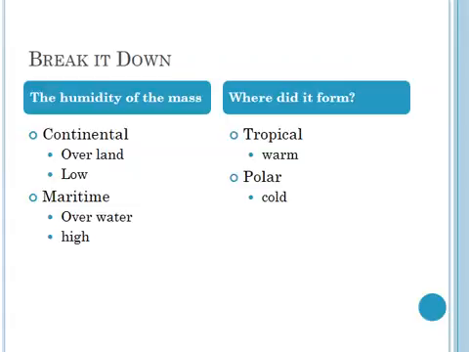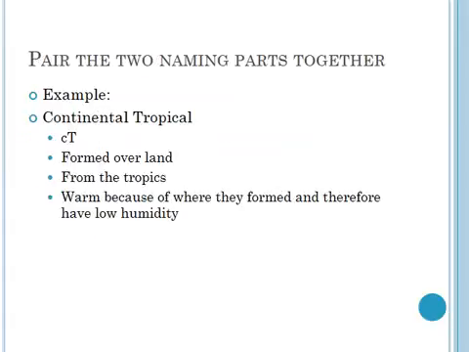Then we have to consider where it came from. Is it warm and from the tropical area? Is it cold and from the polar area? And then you put it together. So you pair what it formed over and where it came from.